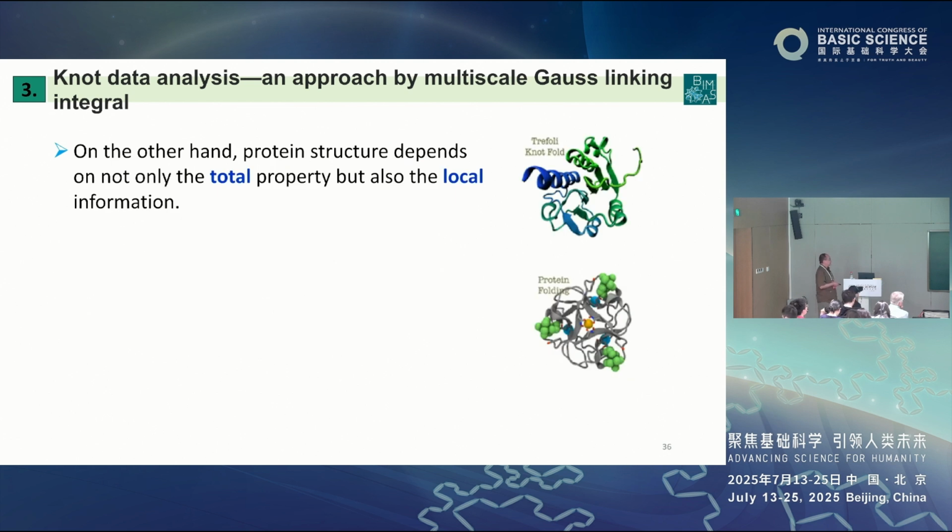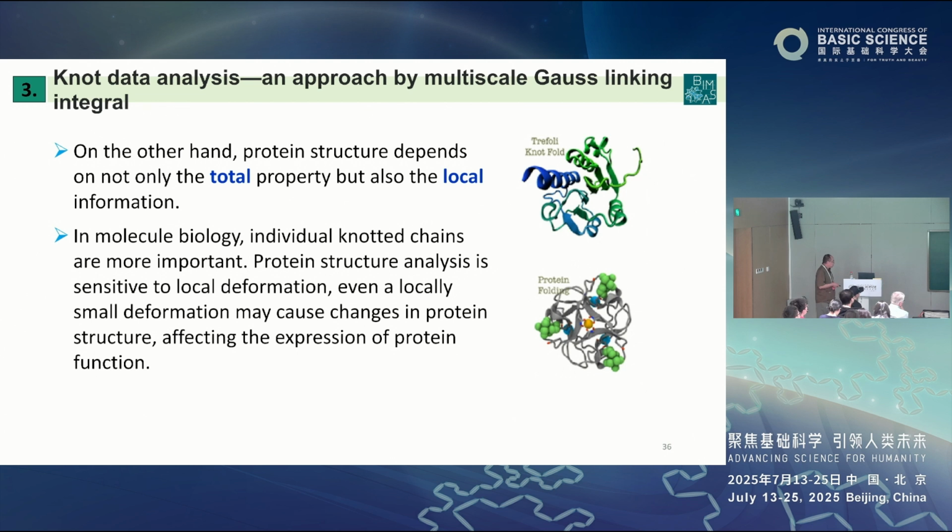On the other hand, protein structure depends heavily on not only the total property, but also the local information. In molecular biology, individual knotted chains are more important. Protein structure analysis is sensitive to local deformation. So even a locally small deformation may cause changes in protein structure, affecting the expression of protein function.